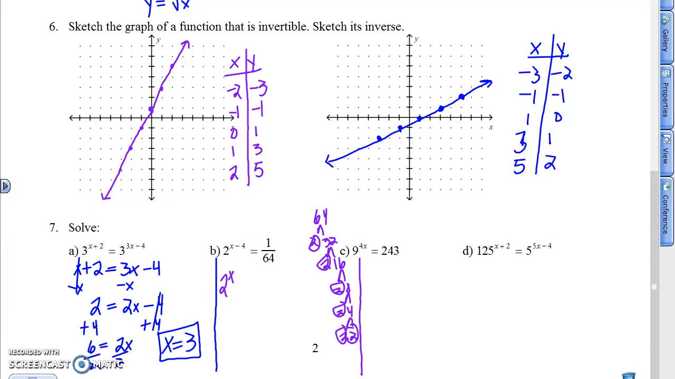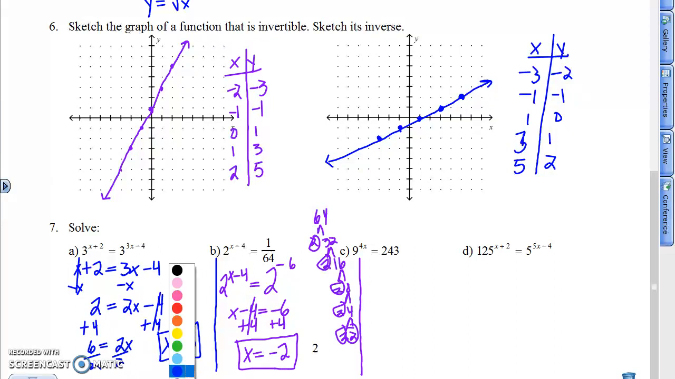So 2 to the x minus 4 would equal 2 to the, since my 64 is in the denominator, it's going to be a negative 1, 2, 3, 4, 5, 6. Then I can set my exponents equal. x minus 4 equals a negative 6, and solve. Add 4. x equals negative 2.